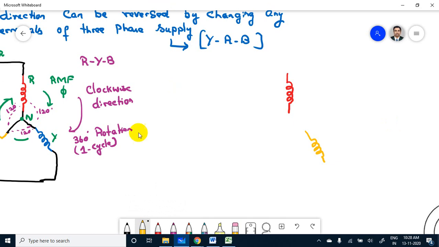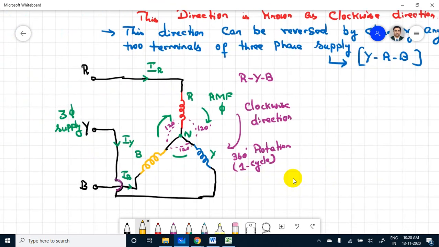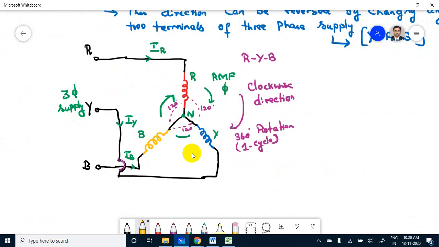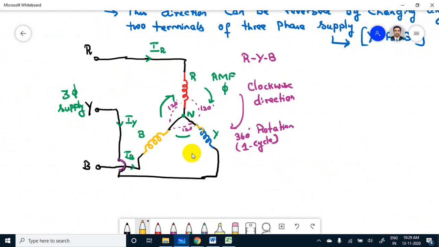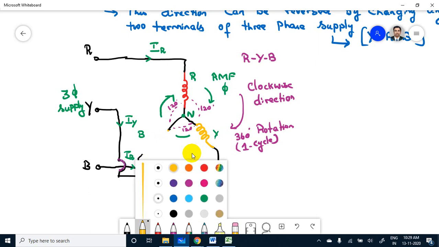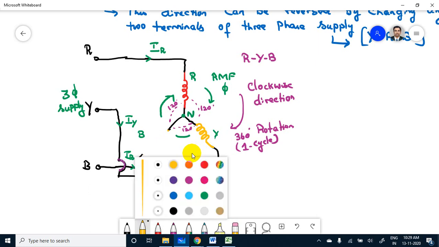Sorry, in the previous diagram I made a mistake here. This one should be R phase, because I have put a different color. Sorry. This is Y. This is B.